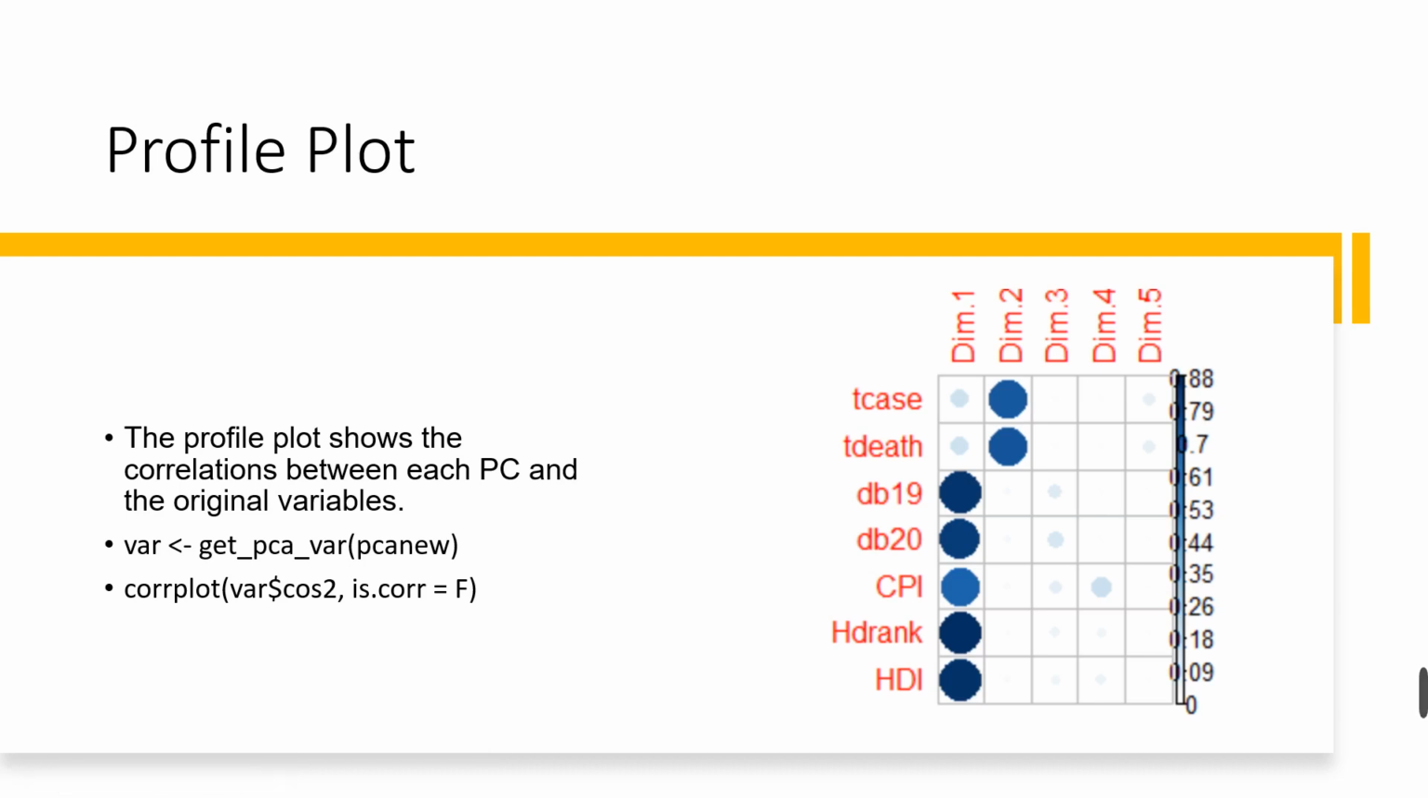So in terms of plots, another plot is what we normally call the profile plot. The profile plot shows the correlation between each principal component and the original variable. And this is the code to generate it, very straightforward. Here we have our 7 different variables, tk, tdet up to hdi. And these are the principal components. So we can see that there is a very high correlation between tk, tdet, and pc2. Supposedly 0.80, 0.79.